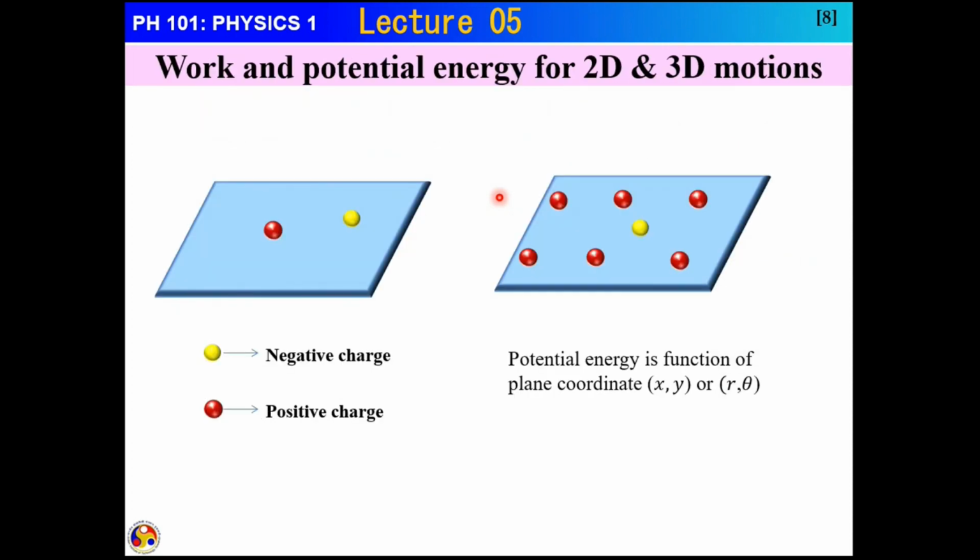Now let's talk about work and potential energy for 2D and 3D motion. Here is the example that we are having: one positive charge, another negative charge, and potential energy will be a function of x and y. In 2D, it depends on the positions of these particles. You can treat any of them as the origin, and then calculate the potential energy.